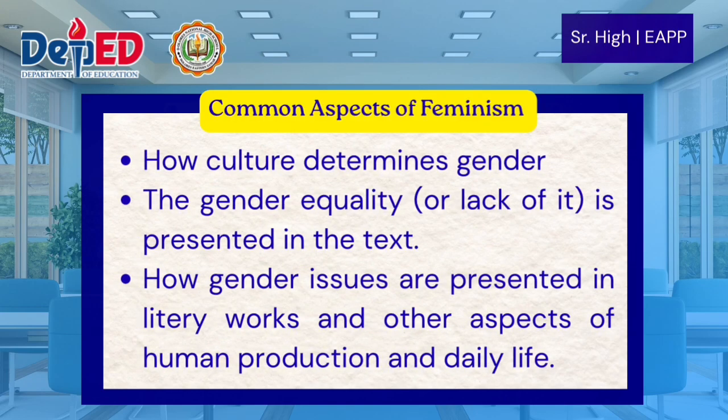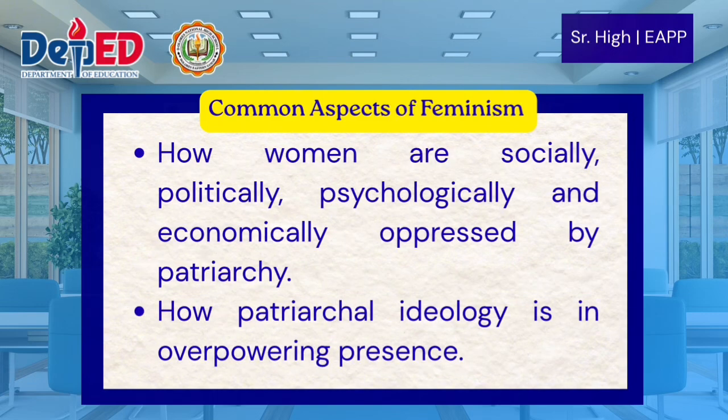Common aspects of feminism. How culture determines gender. How gender equality or lack of it is presented in the text. How gender issues are presented in literary work and other aspects of human production and daily life. How women are socially, politically, psychologically, and economically oppressed by patriarchy. How patriarchal ideology is an overpowering presence.